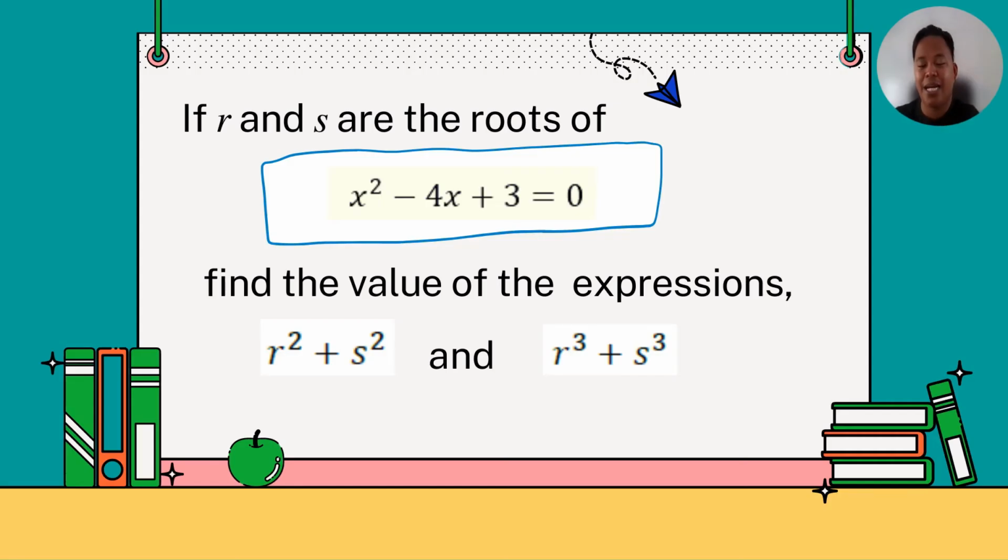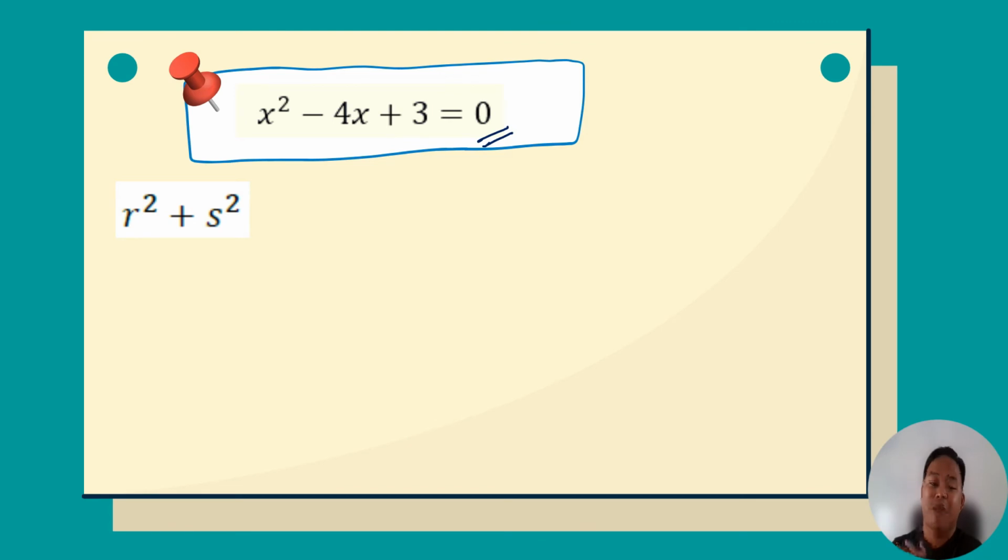We have here an example that we are going to solve. If r and s are the roots of x squared minus 4x plus 3 is equal to 0, find the value of the expressions r squared plus s squared and r cubed plus s cubed. For the given quadratic equation, we're going to find the value of this expression.